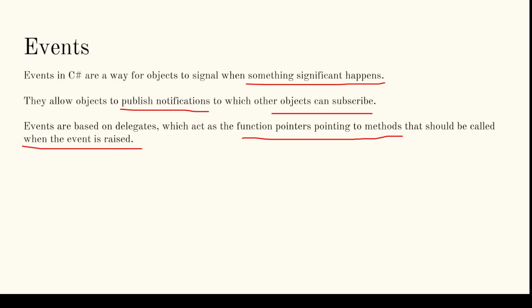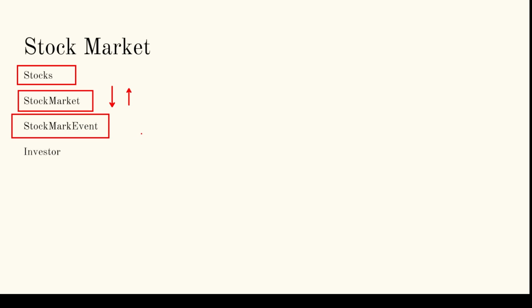So let's create a simple application and understand what events are. Using that, we will try to understand how events can be used in real case scenarios. In this video, we will replicate a stock market scenario where we will have stocks and one stock market. Within the stock market, the price can go down or go up. There will be one event, the stock market event, and this event will be fired whenever the stock price changes. And there will be investors subscribing to these events.